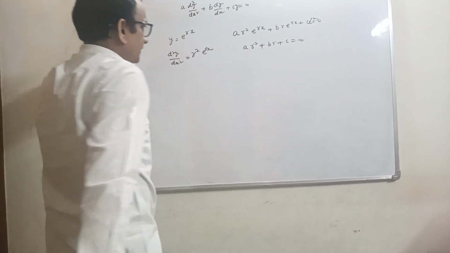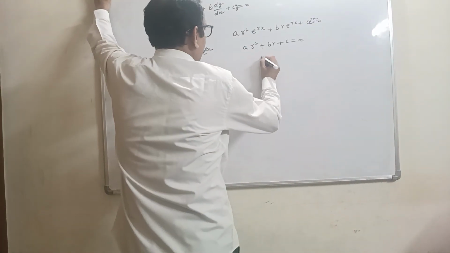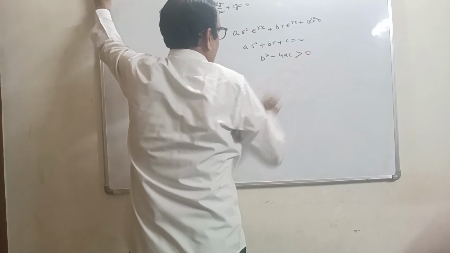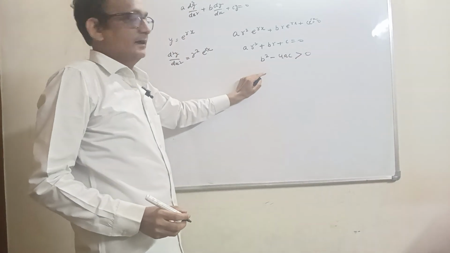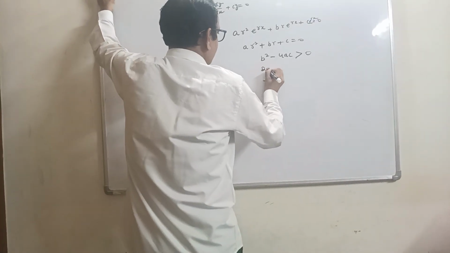This is the quadratic equation. Here, if the discriminant b square minus 4ac of this quadratic equation is greater than 0, the roots will be distinct and unequal. The roots will be distinct.